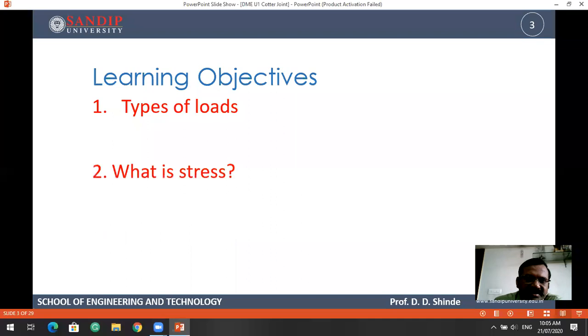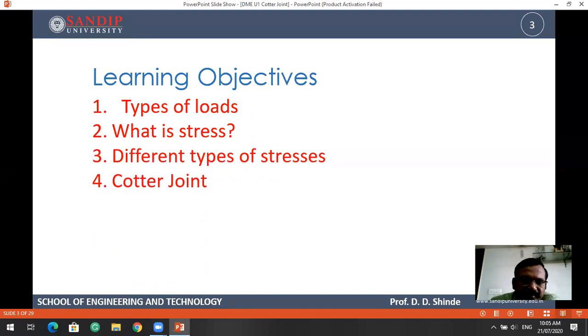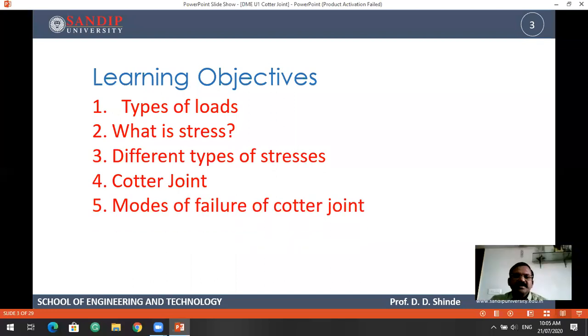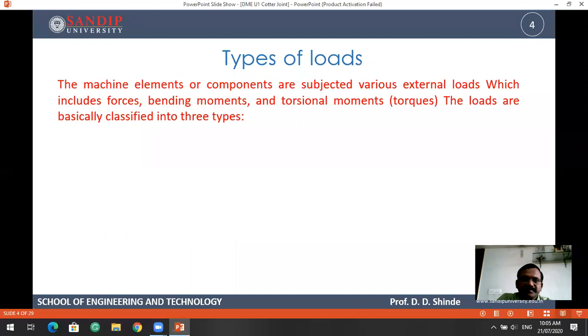The learning objectives of the lecture are: we will see what are different types of load, what is stress, different types of stresses, and then we will go for the design of quarter joints, in which we will study different modes of failure of a quarter joint. Now let us start with types of loads.